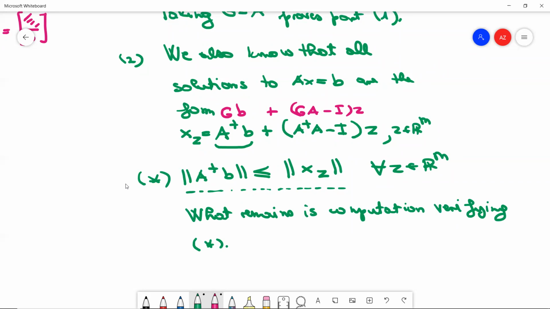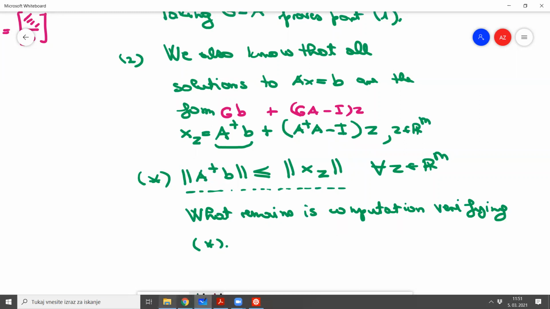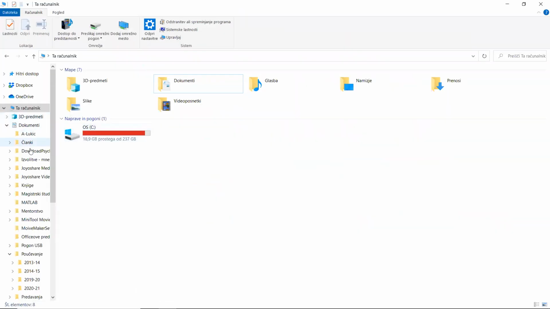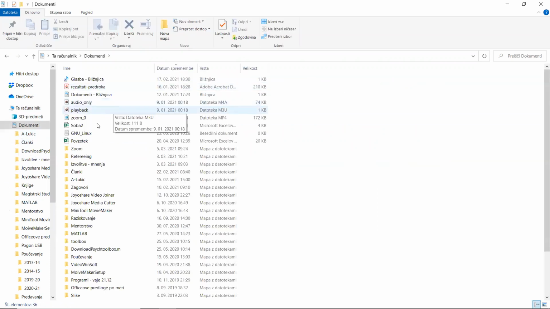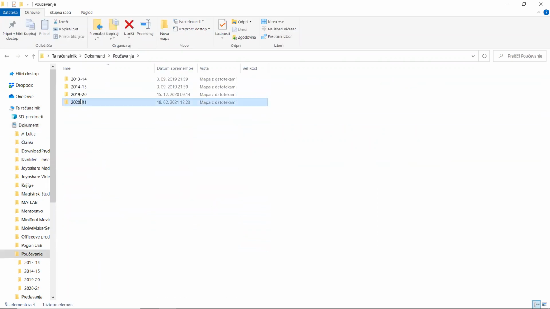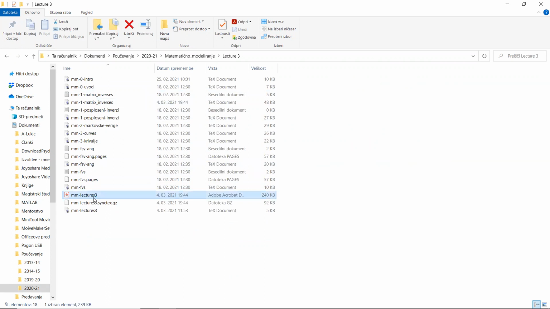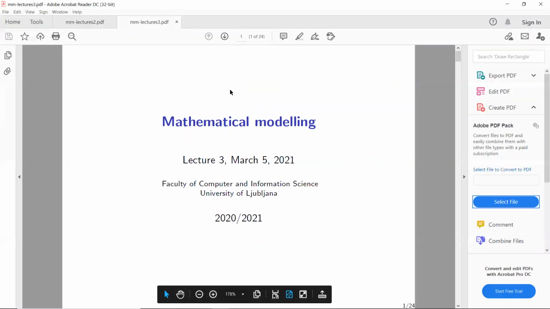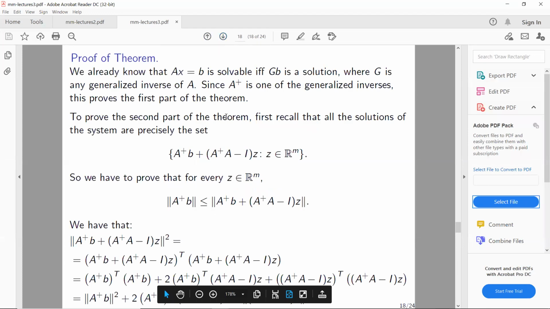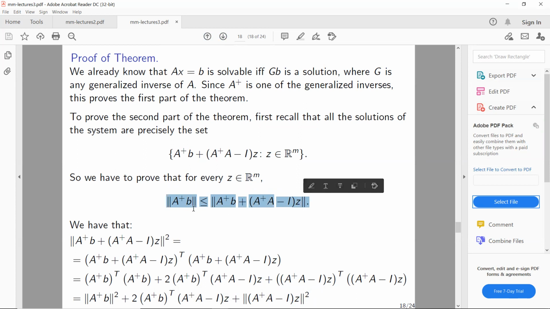I won't do it very slowly, but let's go over the handouts, and I will comment on the most important steps in this calculation. So I will just share the handouts. Okay, this is on page 18. So this is what we are trying to prove: the norm of A plus B is smaller than the norm of any other solution.